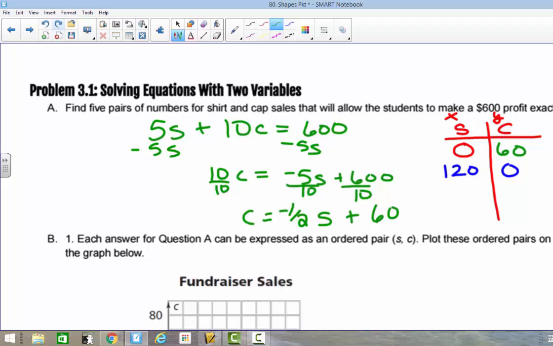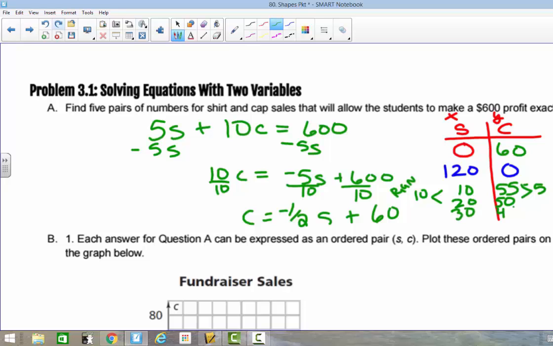And then you could plug in 10 for S. So negative 1/2 times 10 is negative 5 plus 60 is 55. And then if you plug in 20, negative 1/2 times 20 is negative 10 plus 60 is 50. So as you're going up by 10, you're going down by 5, and that's how you get the slope of negative 1/2, rise over run.